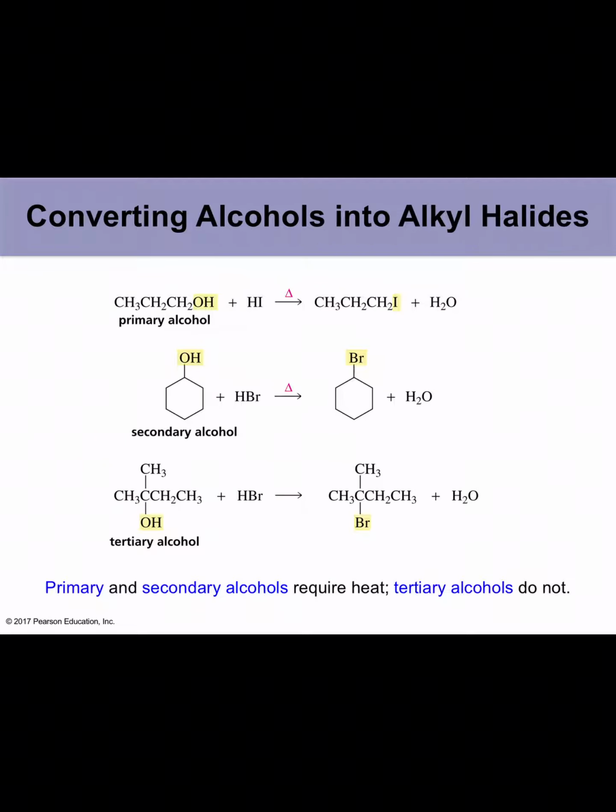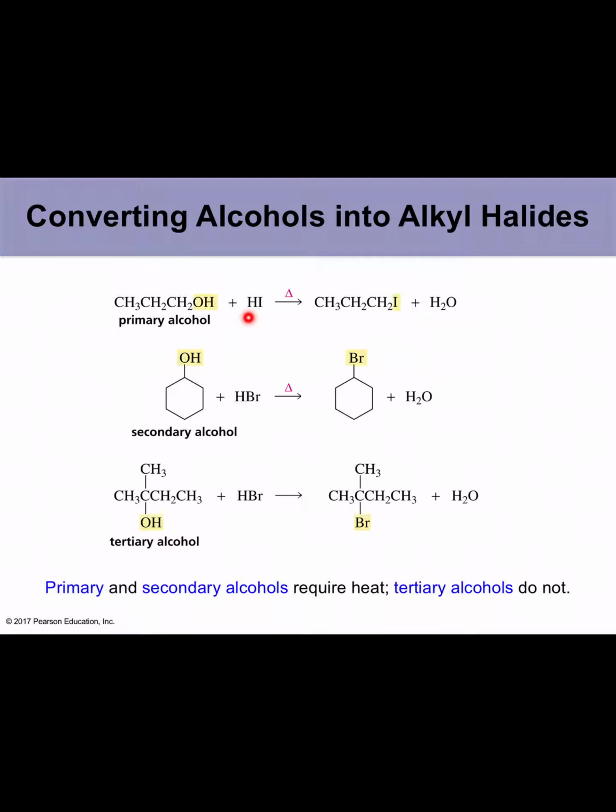Converting alcohols into alkyl halides. Now this is a primary alcohol. In the presence of hydrogen iodide, we can heat it up. This triangle means it's heating. So the substitution takes place. The hydroxyl group will be substituted by the iodide group. So now you have propyl iodide.